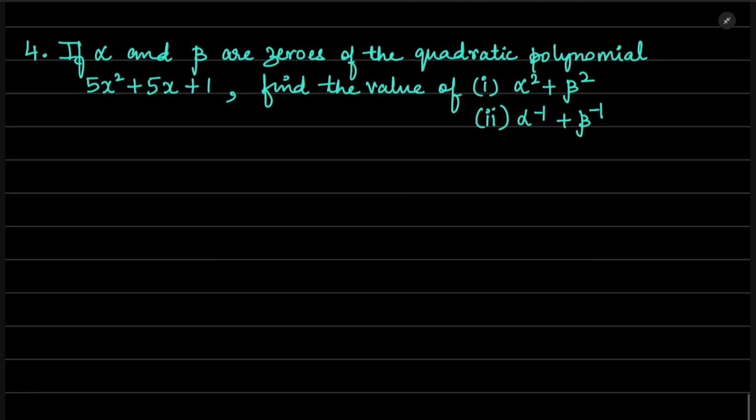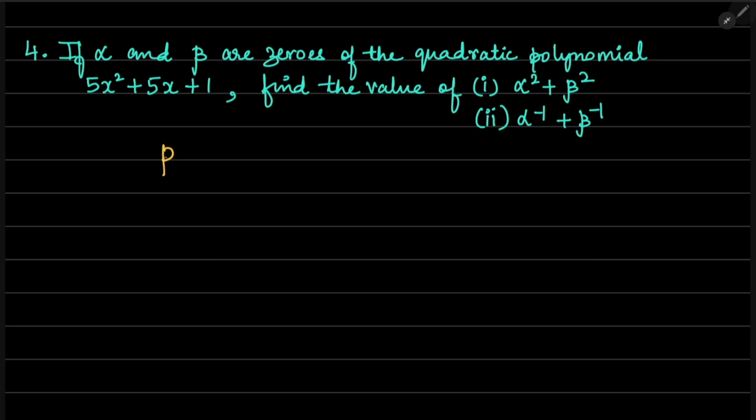So the last question of the day: if alpha and beta are the zeros of the quadratic polynomial, you're given a quadratic polynomial and you're also given alpha and beta as zeros. The very first thing to do is, from the given polynomial, take out the coefficients, that is a, b and c. Then you have to find the relationship between the zeros and the coefficients. After that, let us find the value of alpha square plus beta square and alpha inverse plus beta inverse.